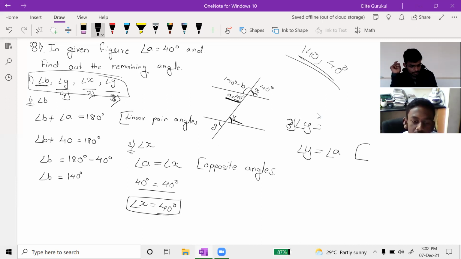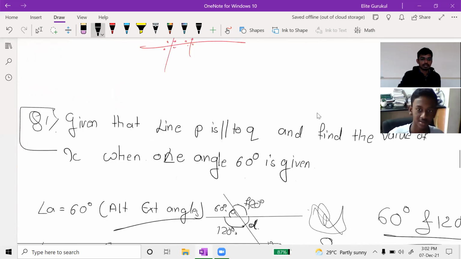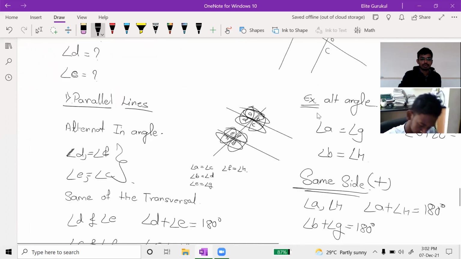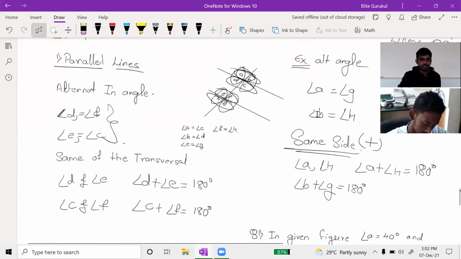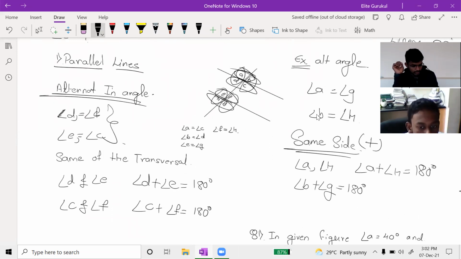See, look now, beta, which property is there? Corresponding angles, sir. No, not corresponding angles. Go and look, alternate angles, beta. See, alternate interior angles. These are the interior angles, na? Yes, sir.